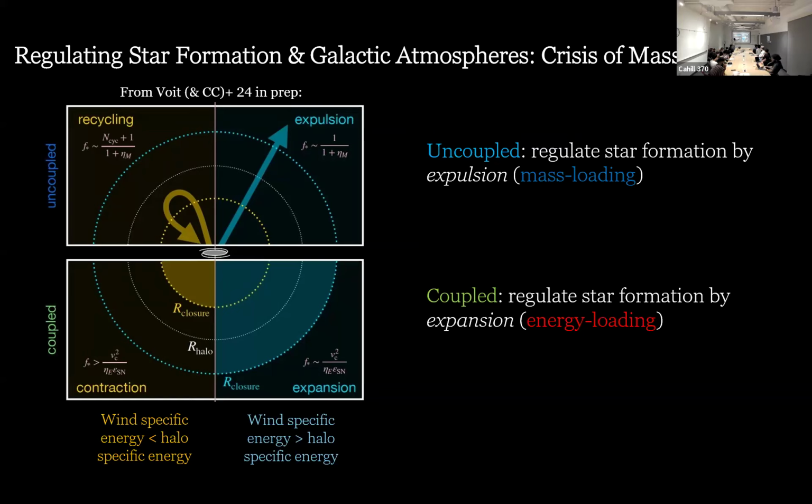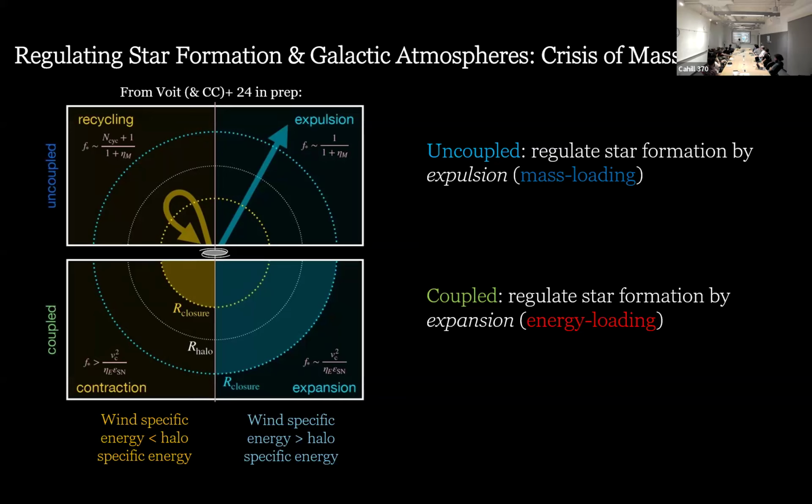And so we're mostly exploring this case when winds are able to efficiently couple to the CGM, and we find that in this case, energy loading is the far more powerful aspect of the feedback, which is controlling the galaxy's regulation. We're in the case when your winds aren't able to efficiently couple to the CGM. In that case, mass loading tends to play a very key role in regulating the star formation, and not so much the energy loading.